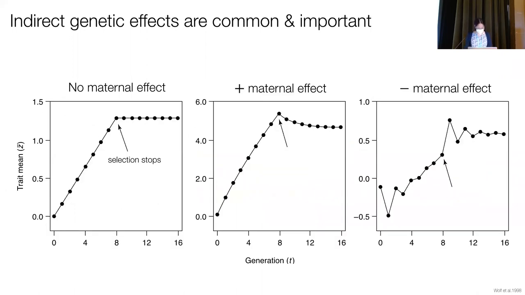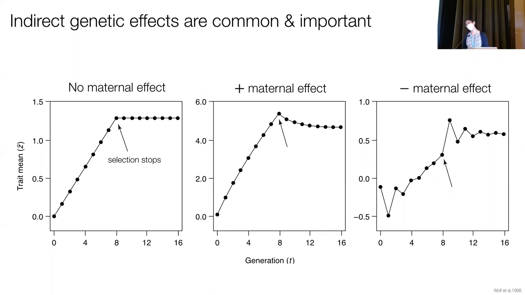Indirect genetic effects can be common, and it's really important to understand their impacts, because when phenotypes are influenced by both direct genetic effects and indirect genetic effects, that can affect the response to natural selection. It can either greatly accelerate or constrain the response to selection, depending on the nature of the interaction. These figures show simulated trait means under three scenarios: when there is no maternal effect, a positive maternal effect, or a negative maternal effect.